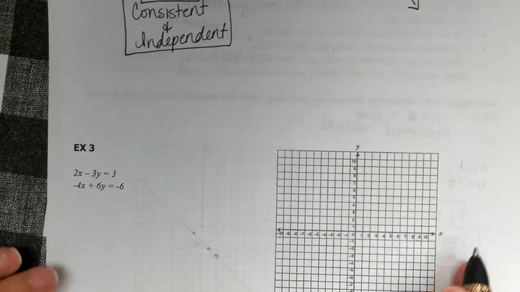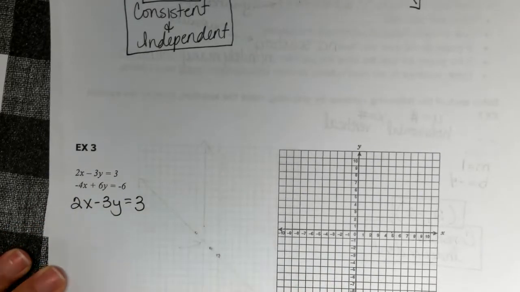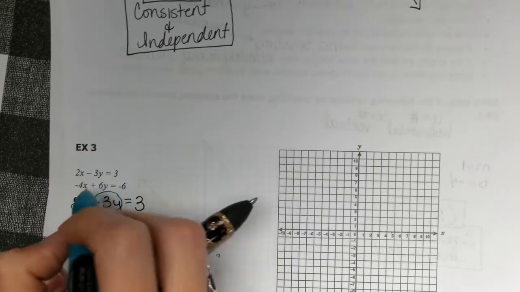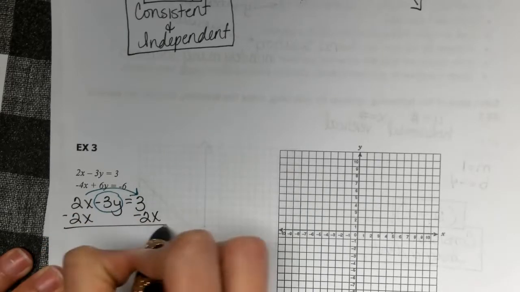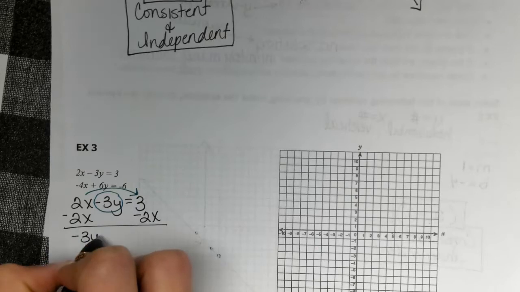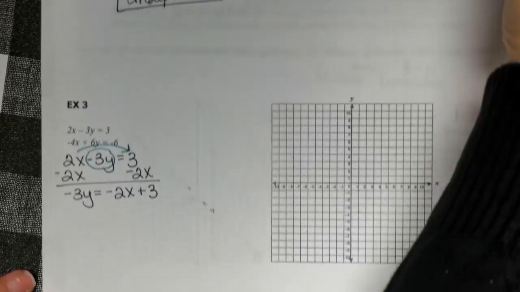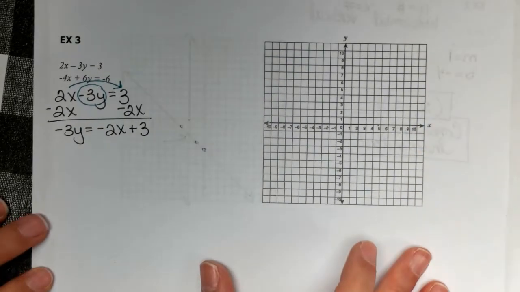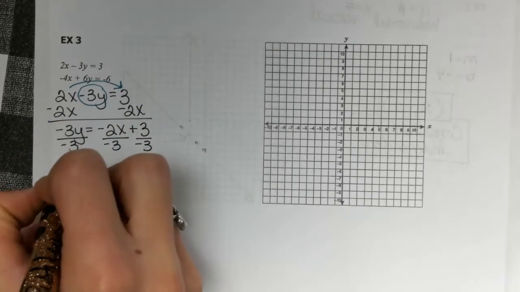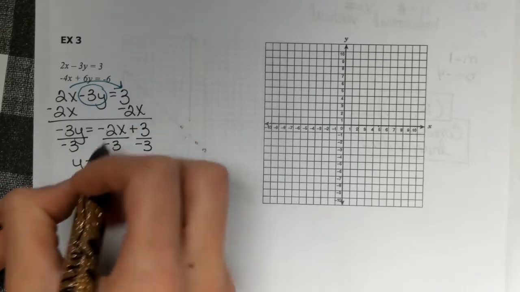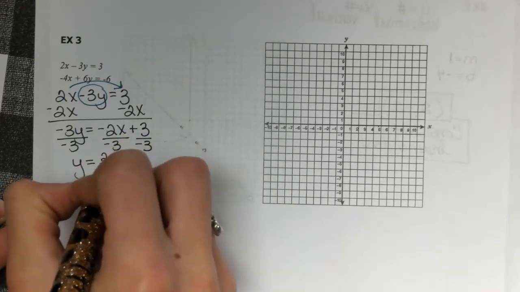Now, when I look at example 3, I need to solve those for y also. So if I'm solving for y, I need to get rid of my 2x. So I'm going to subtract my 2x. So I have a negative 3y is equal to a negative 2x plus 3. And then what do I need to do? I divide every term by negative 3. So y is equal to, I have a negative divided by negative, so that's going to turn into a positive. 2 divided by 3 is going to leave me with 2/3 x.